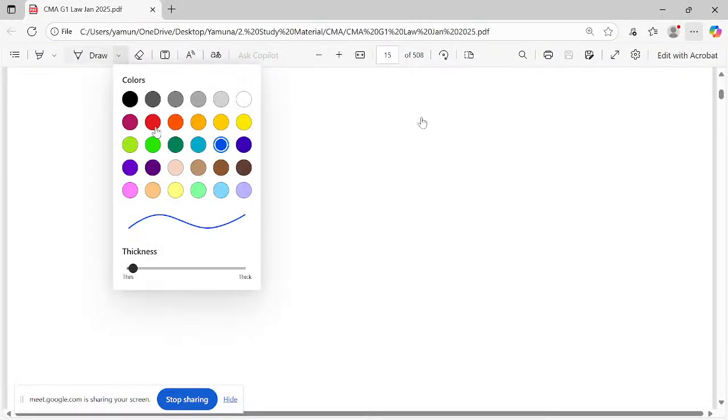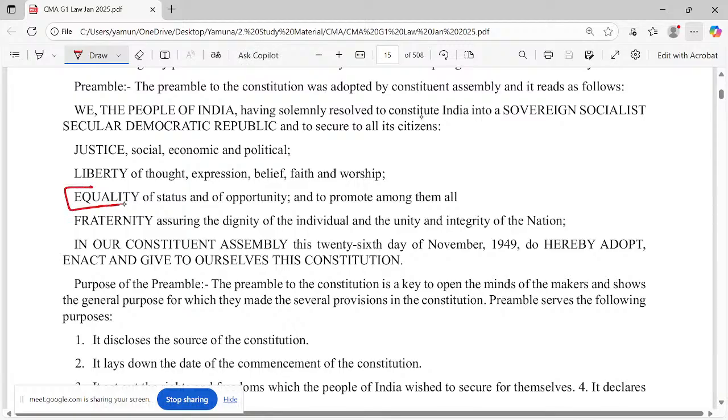We say equality. Equality of status and opportunity. After completing CMA, will you be equal in status with a BCom graduate? Definitely not. Then இல்ல, preamble சொல்லிருக்காங்க equality of status. எப்படி அது equality of status means CMA are equal. How can you say CMA and BCom graduate are equal?